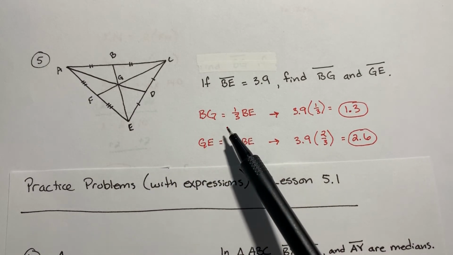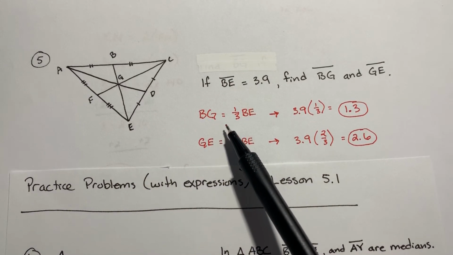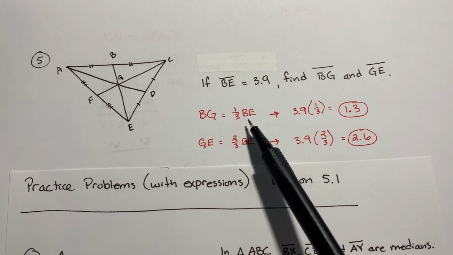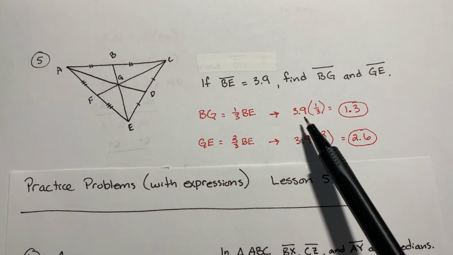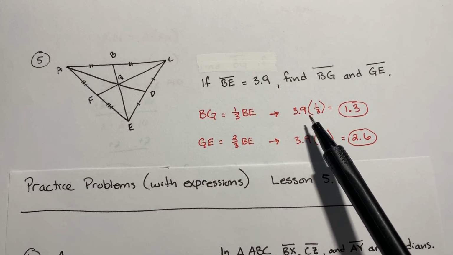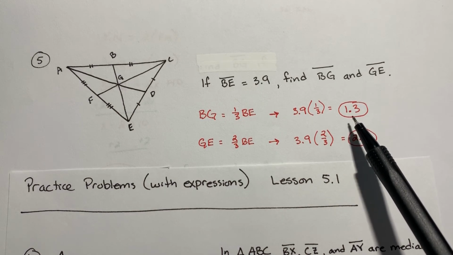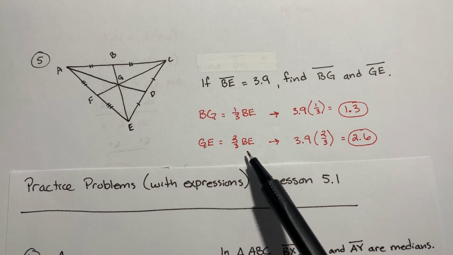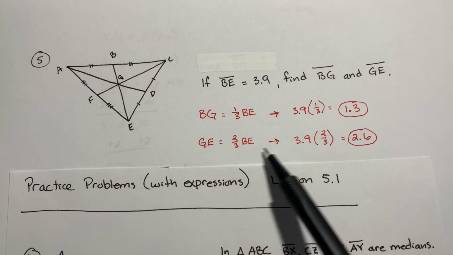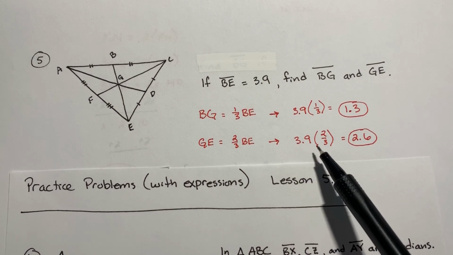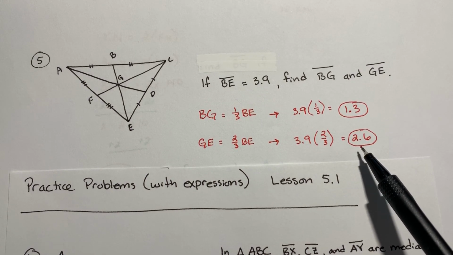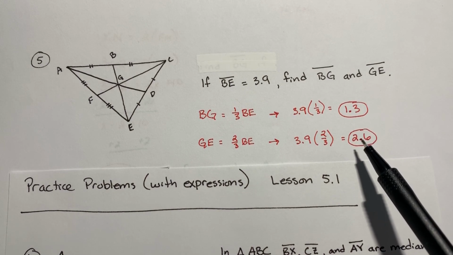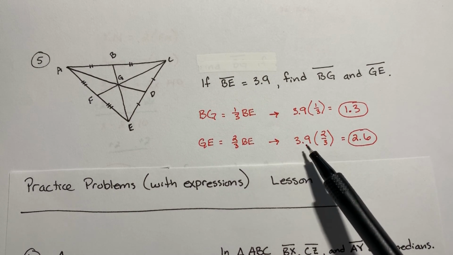So I decided to just multiply this time. For BG, since that's the 1/3 segment, that means we're doing 1/3 times the entire measure of BE. Or in other words, 1/3 times 3.9, which gives us 1.3. That's the measure of BG. And if GE is 2/3 the size of the whole thing, or BE, then we do 3.9 times 2/3, and we get 2.6. Notice that that measure is exactly twice the size of that measure. And if you were to add the two together, you'd get the whole measure of 3.9.